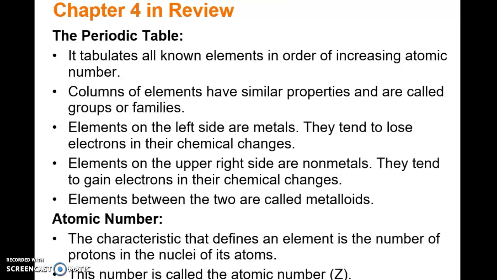The atomic number is the characteristic that defines the element and is the number of protons in the nuclei of the atom. This is called atomic number Z.